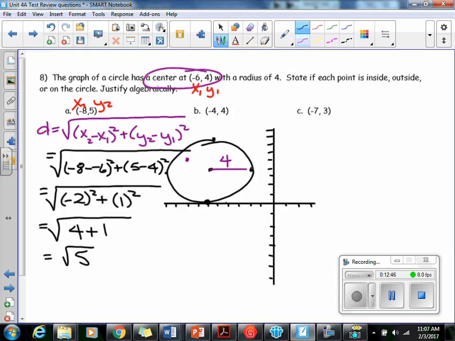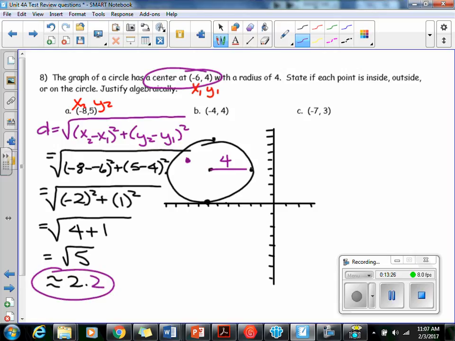Now, the decimal value for the square root of 5 is approximately 2.1, if I'm not mistaken. Do that for me. All right, ready? 2.2? Okay, so it's approximately 2.2. So what we now know is that the distance from the point -8.5 to the center of the circle -6.4 is only 2.2 units away. So clearly, if it's just 2.2 units, this new point right here, your -8.5, is inside the circle because it's less than 4 units, which would be the radius.